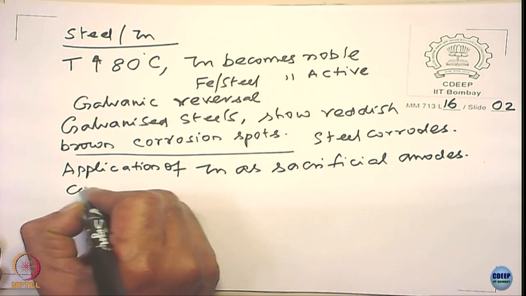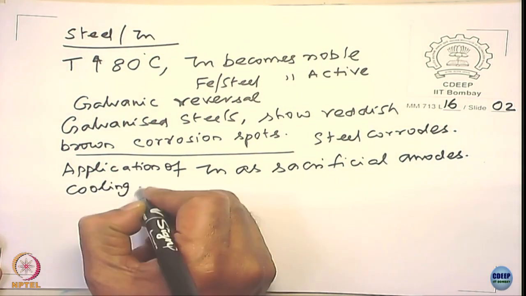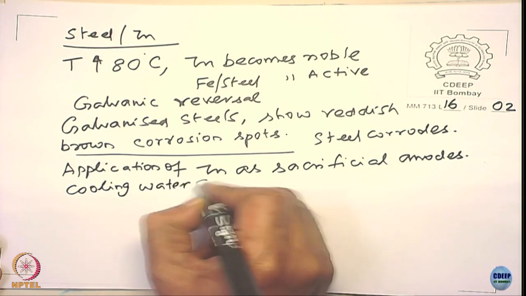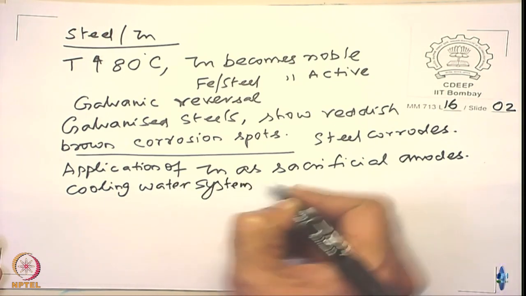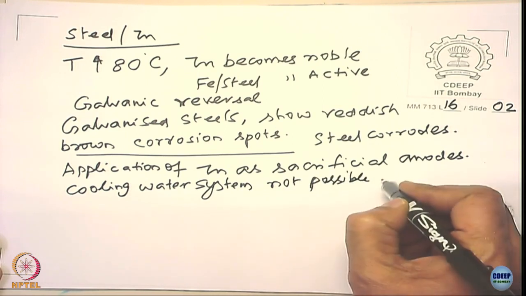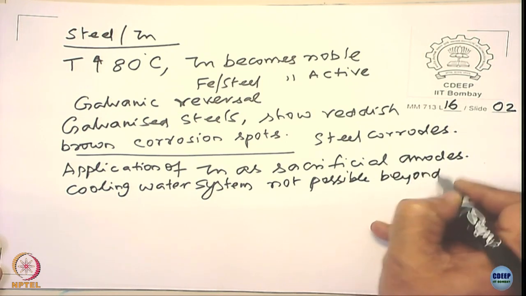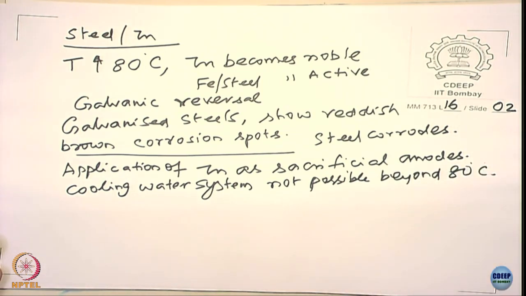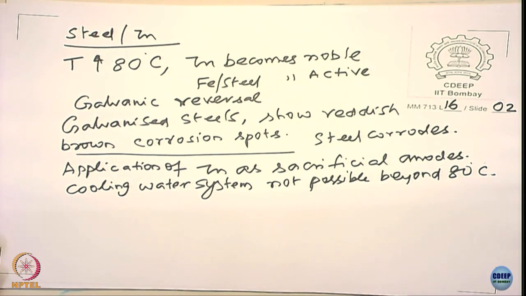In a cooling water system, it is not possible beyond 80 degrees. Why? The zinc starts passivating, it loses its protective nature, in which case you may have to use magnesium. Anyway, zinc is not going to work.